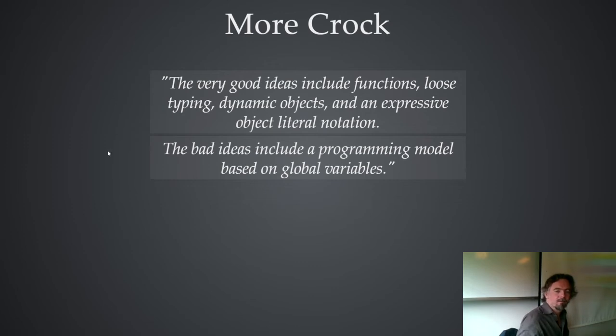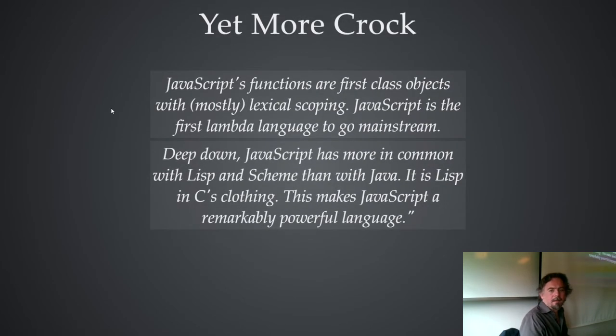So here are the things that Crockford thinks are good about the language: functions, loose typing, dynamic objects, object literals. The bad thing, global variables, but we tend not to rely on that so much, so that's kind of a wart that's hidden away. This other claim, which Crockford makes, not everyone agrees with this, but I think it's interesting. He claims that in some ways JavaScript is more like a Lisp or a Scheme under the hood, even though it's got C-type syntax, which is an interesting way of thinking about it.